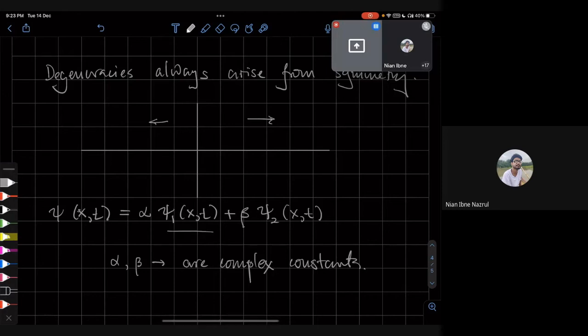Now, this solution, psi1, had a very clear physical interpretation. It represented a particle moving to the right. And this solution also had a very clear interpretation. It represented a quantum particle moving to the left. So what is the interpretation of this one then? It has some probability of moving to the right or the left.